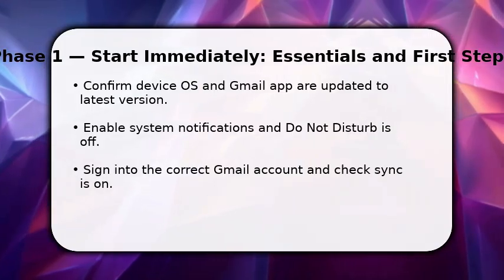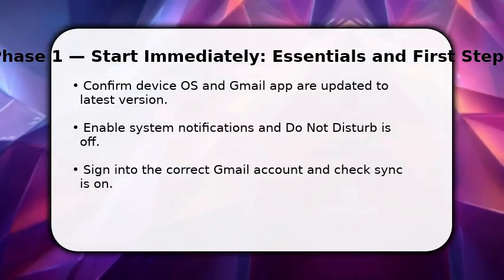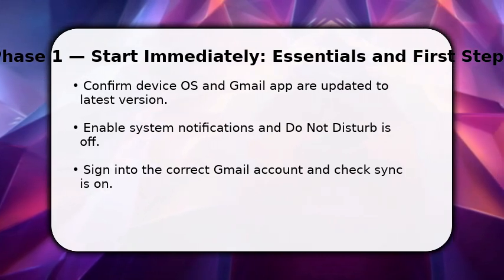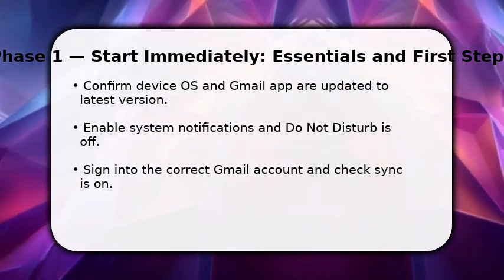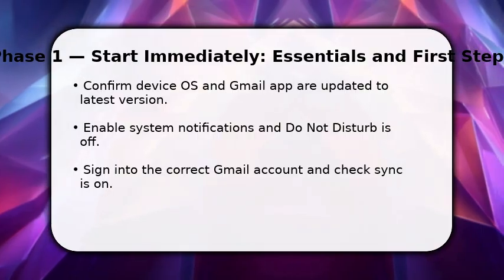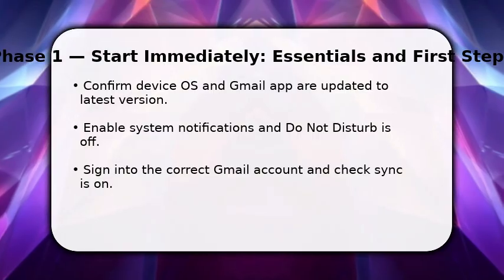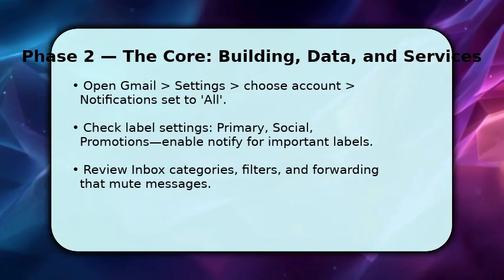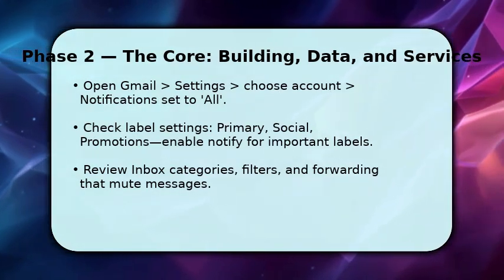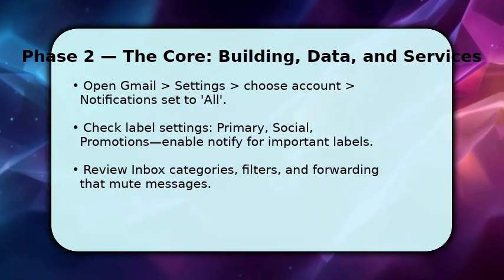Once done, continue to the app-level notification settings to inspect label-specific and priority controls, which we'll adjust next. Now you'll dive into Gmail's internal settings to control what triggers notifications and why. Open Gmail, tap Settings, pick your account, and set notifications to all so nothing is silently ignored.